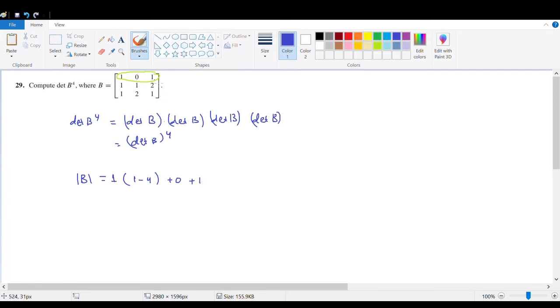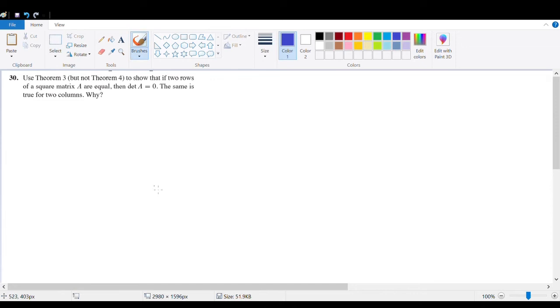then we cross this 1, 1 multiplied by 2, it is 2, minus 1 multiplied by 1, this is 1. So 1 minus 4 is minus 3, so we have minus 3, then 2 minus 1 is 1, so this will give us 1. So minus 3 plus 1 is minus 2, so from here the determinant of B power 4 is equal to minus 2 power 4, which is equal to 16.